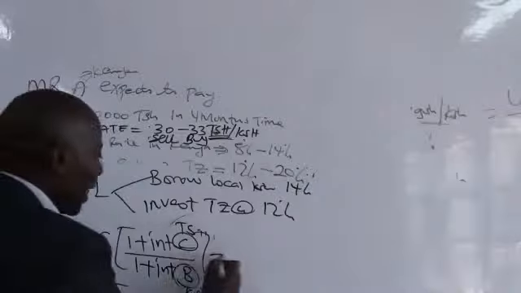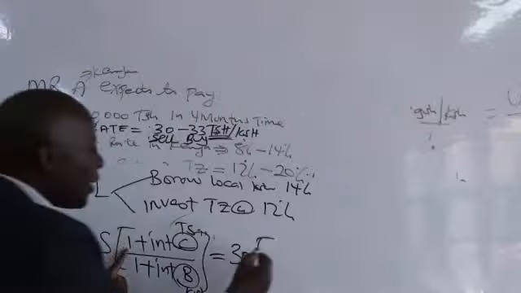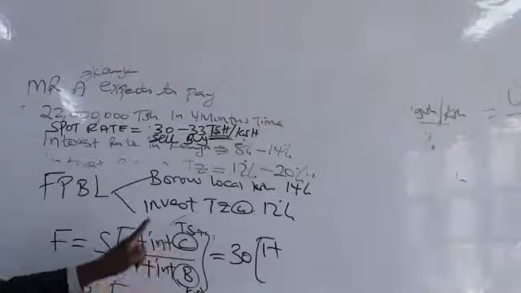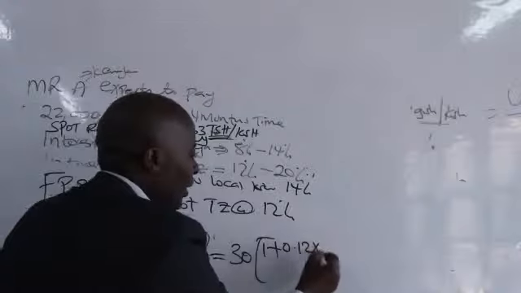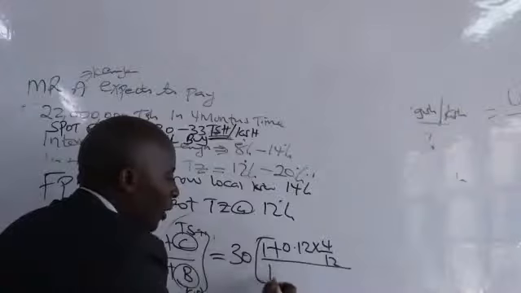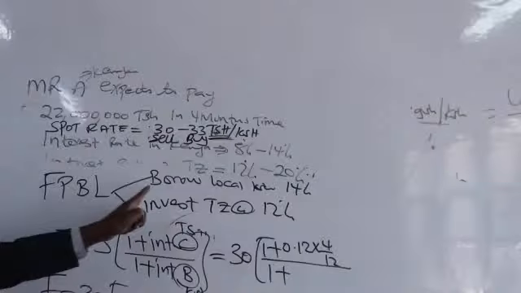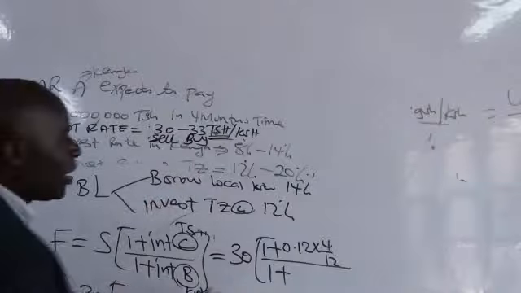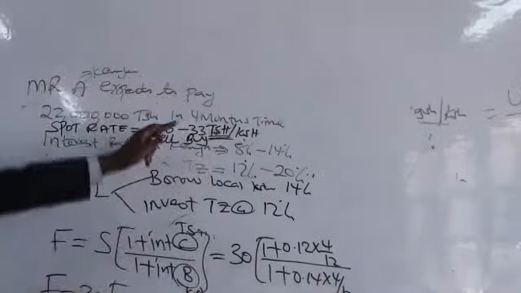So tutakuja useme namna gani? The spot, when invest spot ni 30. Spot ni 30 into 1 plus Tanzania shilling. Interest in Tanzania mesema, Tanzania ni 12%. So 0.12, remember this has to be multiplied with 4/12, all over 1 plus, which interest rate? Kenya. Mniambia kwa Kenya chini. Kenya. So 0.14 times 4 over what year? 12. Because of the 4 months.